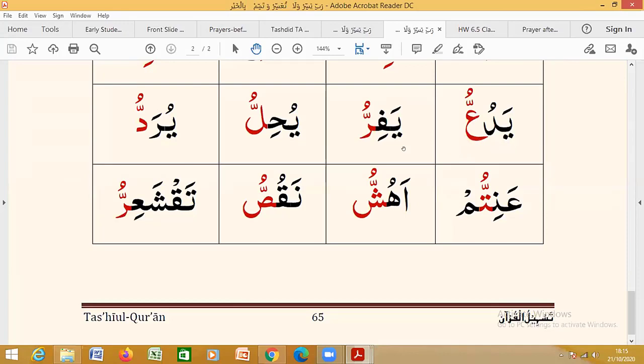Much, much better. Excellent. Let's carry on. Over here, this is yafirru.